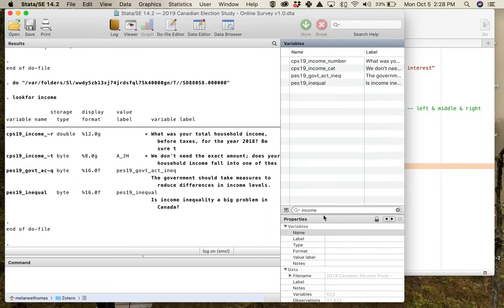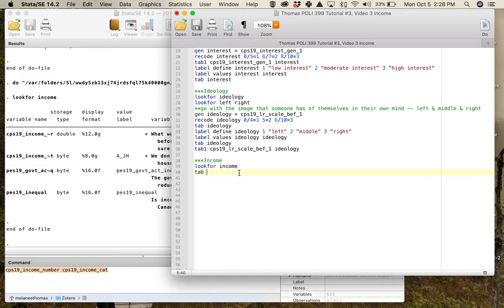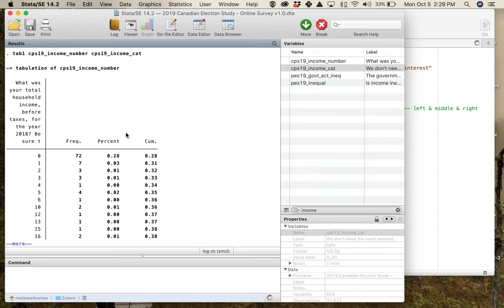So I'm just going to look at income here. And I know I need cps19_income_number and cps19_income_cat. Okay. So these are the two that I want. I'm going to do tab 1, both of them, because I just want to run frequencies of both. Whoopsies. There I did a goof with my keyboard shortcut, but I've got that correct.